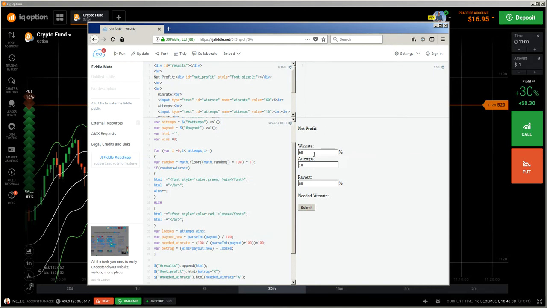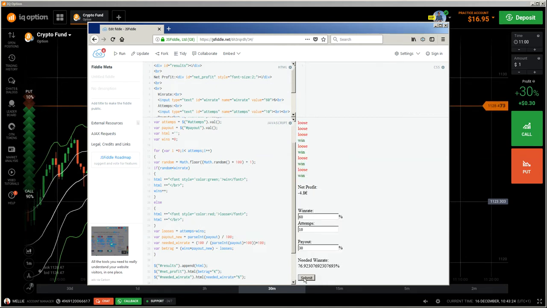And you see here a win rate. Now we say I have a win rate of 60, I use 10 attempts, and we have a payout of 30%. First of all, you click on submit, and what you will get is the needed win rate. You see, on 30% you need a win rate of at least 77% to be profitable.